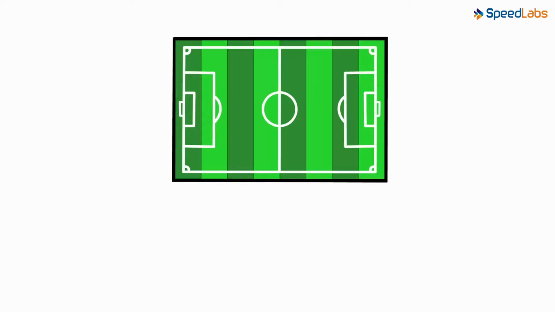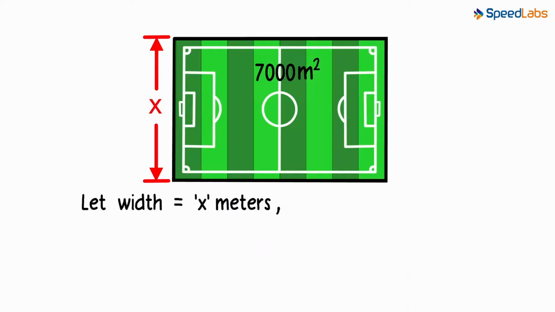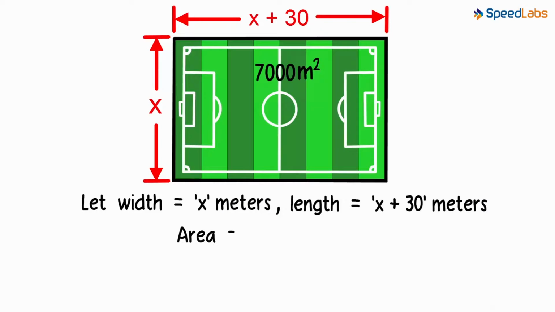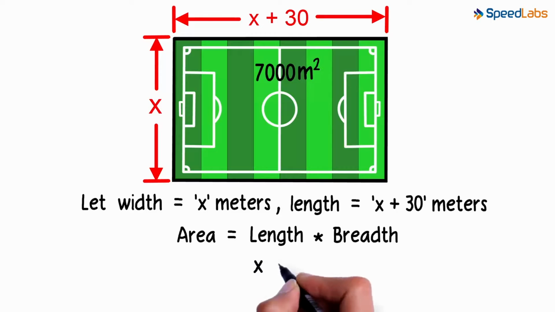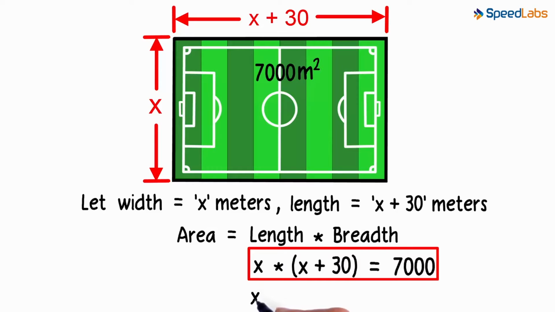Say this is the rectangular field. Its area is 7,000 square meters. If its width is x meters, then based on the condition given, its length will be x plus 30 meters. The area of a rectangle is nothing but the product of its length and breadth. Hence, x times x plus 30 will equal 7,000. Rewriting this will give us the quadratic equation as x squared plus 30x minus 7,000 equals 0.